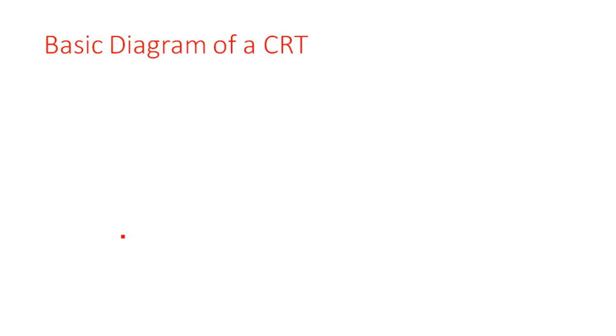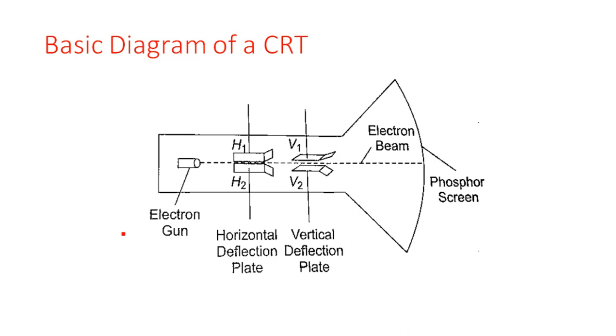So let us see the basic diagram of a CRT screen. Why am I discussing CRT here? CRT is the heart of any oscilloscope. Here CRT means cathode ray tube, and CRO means cathode ray oscilloscope. So CRT stands for cathode ray tube: C for cathode, R for ray and T for tube.